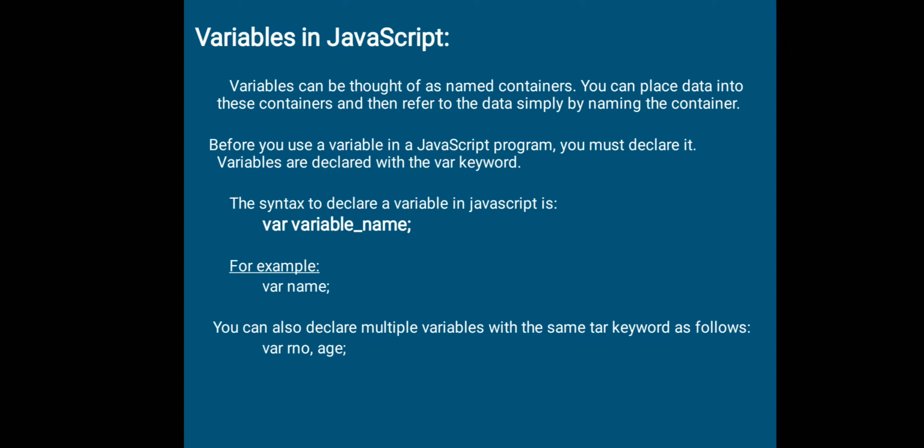In this example we have declared one variable called name. We can also declare more than one variable in a single statement. If there are multiple variables, the general form will be var variable1, variable2, variable3 and so on up to n. We can declare n number of variables. In this example, we have declared two variables, RNO roll number and age.